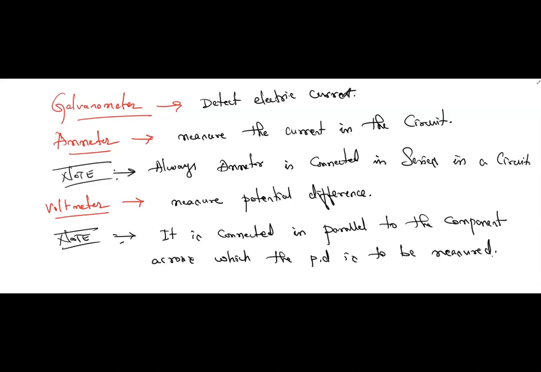Okay, next question: why is ammeter connected in series and voltmeter connected in parallel? Give reason.